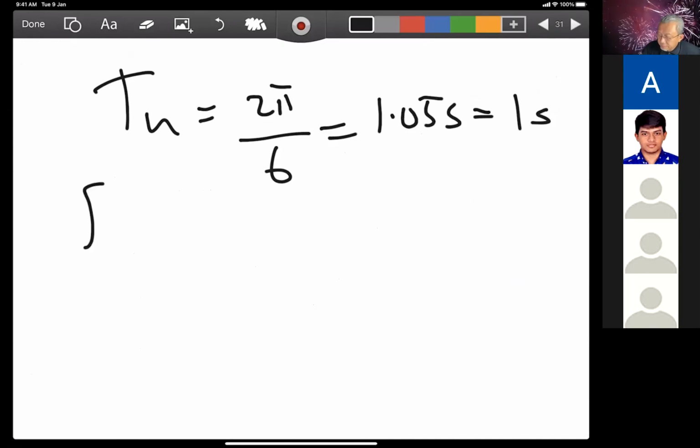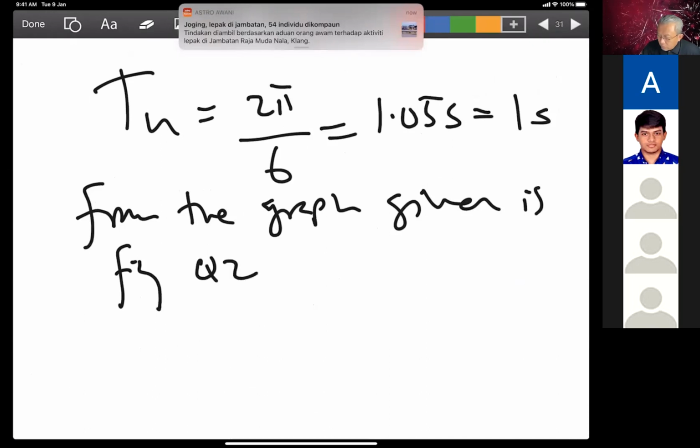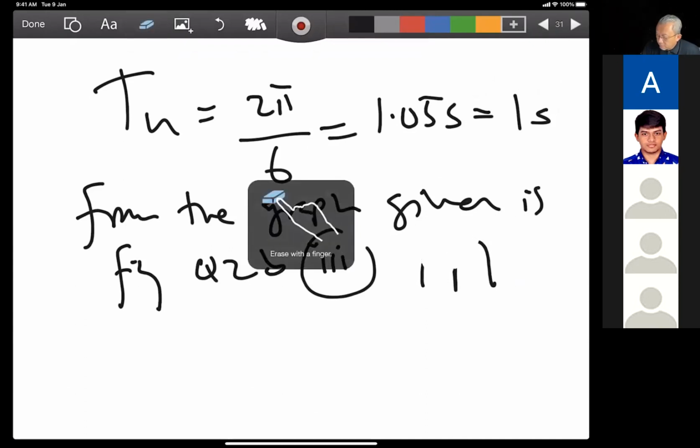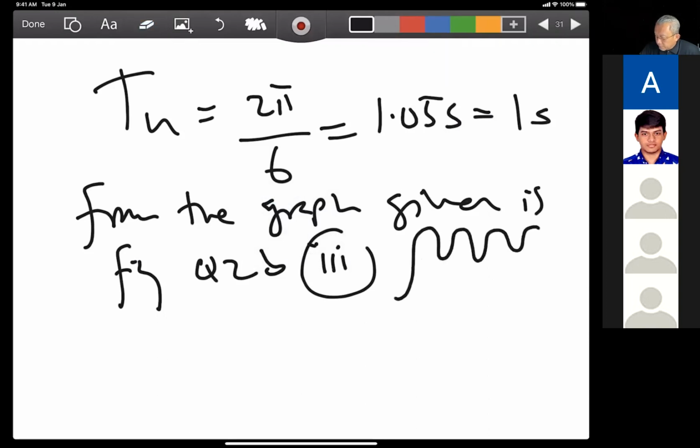From the graph given in figure Q2B3, the graph with the oscillations, what is the period TU? The period, peak to peak.